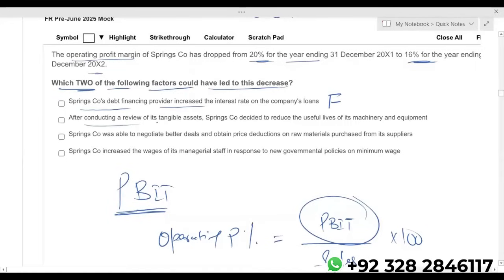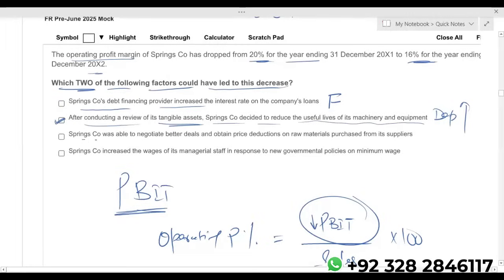After conducting a review of its tangible assets, Spring Company decided to reduce the useful life of its machinery and equipment. Can I say when you reduce the life, depreciation expense will increase? Yes or no? An increase in depreciation expense will reduce your PBIT and decrease your profitability. So definitely point number 2 has affected this.